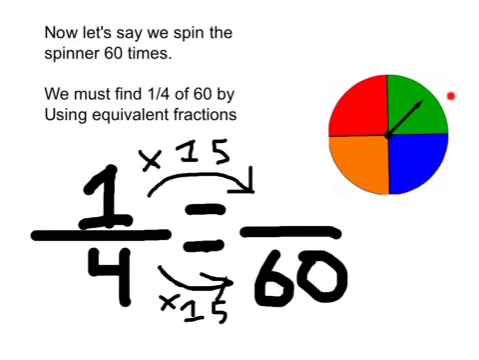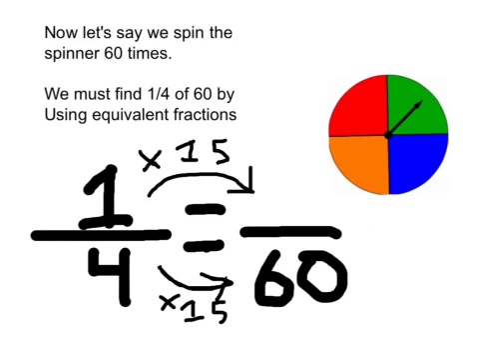Now let's say we spin this spinner 60 times. To find the probability of landing on green after 60 spins, we must find 1/4 of 60 by using equivalent fractions. Equivalent fractions are fractions that are worth the same but have different sized parts than each other. So as you can see, I have 1/4 over here and the missing fraction with the denominator as 60. We know the denominator is 60 because we are going to spin the spinner 60 times.